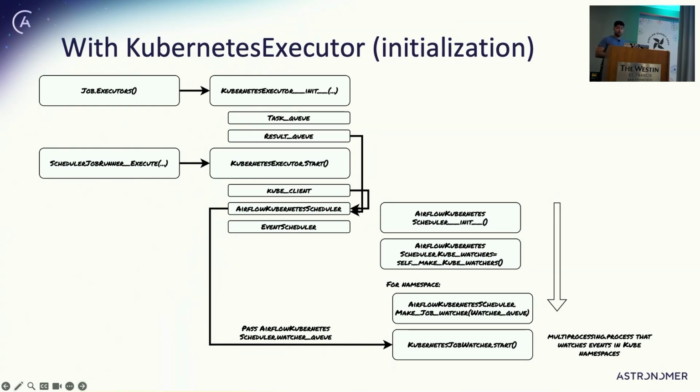The Airflow Kubernetes scheduler initialization process is also relatively complex. First off, it takes the Kubernetes executor's result queue and kube client as arguments. And second off, it creates Kubernetes job watchers. Kubernetes job watchers, or kube watchers, are components responsible for listening to events in the kube namespace in which Airflow launches tasks and relaying them to the executor. And they run a separate process.